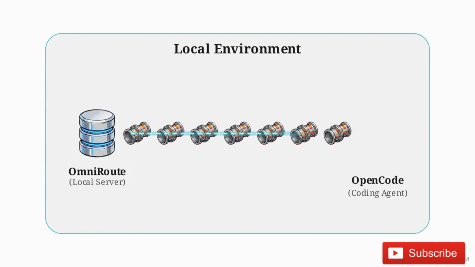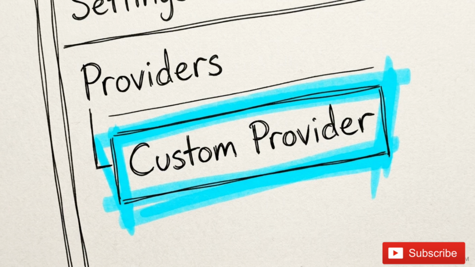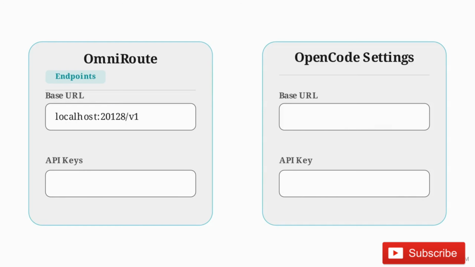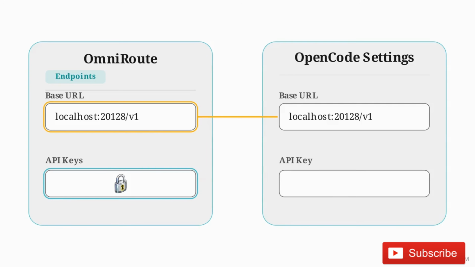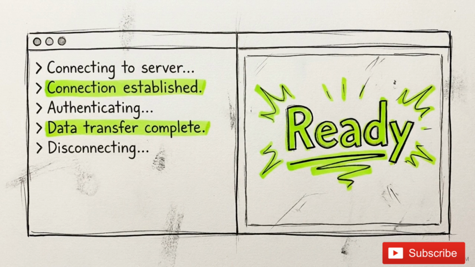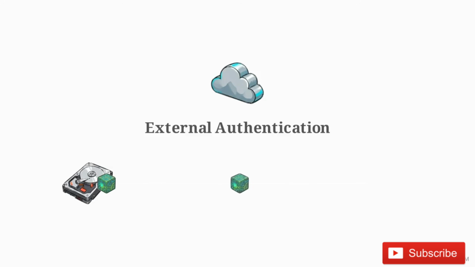Now we need to build the communication bridge between our newly established local OmniRoute server and the OpenCode client application. Open the Settings menu inside OpenCode, navigate to your provider list, and select the Custom Provider option. As shown, we are mapping the local server to the client. Copy the base URL from OmniRoute's endpoints page and paste it into OpenCode. Next, generate a dummy API key in OmniRoute and paste it into OpenCode to secure the local handshake. By pointing the base URL to our local machine, we are tricking the coding agent. It thinks it is securely connected to a premium paid service, completely bypassing external authentication checks.